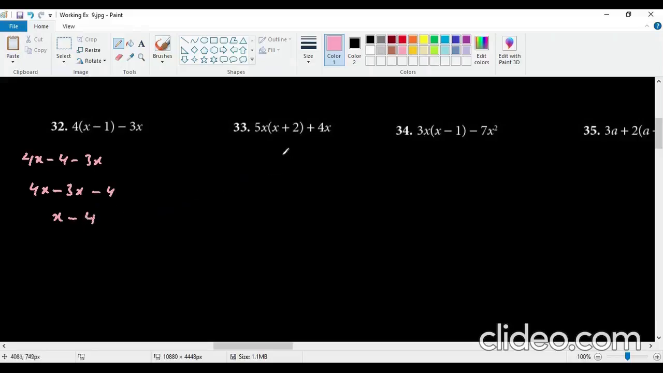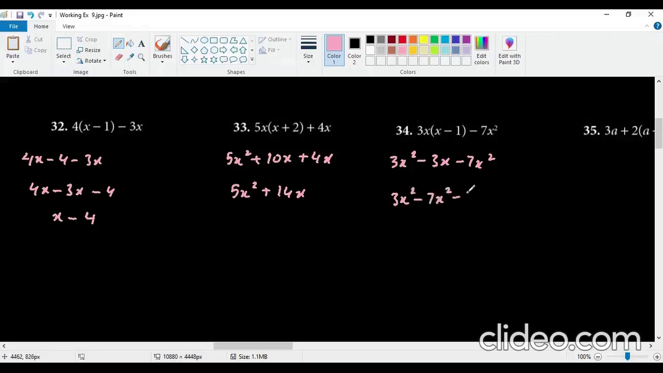When it comes to 33, I will write 5x square first, and plus 5 times 2 is a 10x and plus 4x. So I will write 5x square and plus 14x as an answer for question number 33. When it comes to question number 34, I will start with 3x square and minus 3x minus 7x square. So I will write 3x square like terms together, and minus 3x separately, and 3 minus 7 is going to give you a minus 4x square minus 3x as an answer for question number 34.